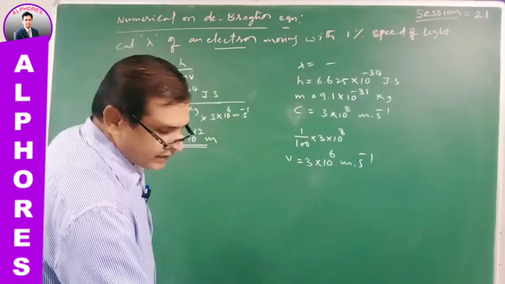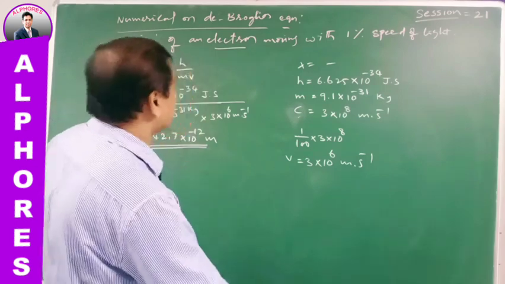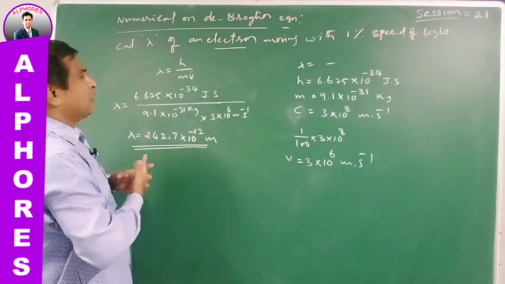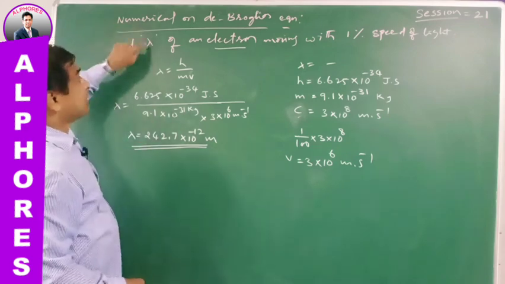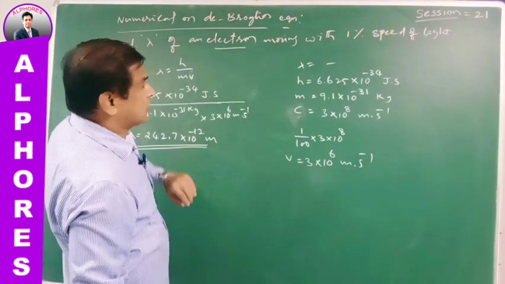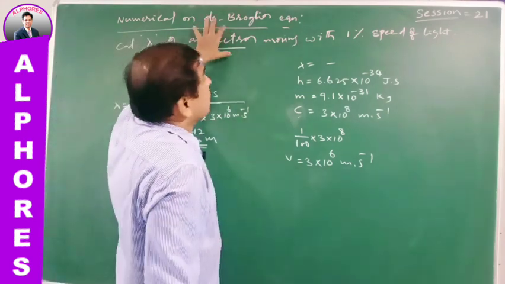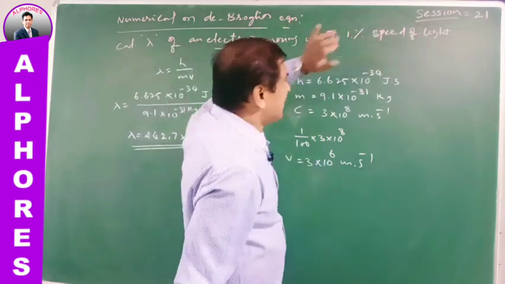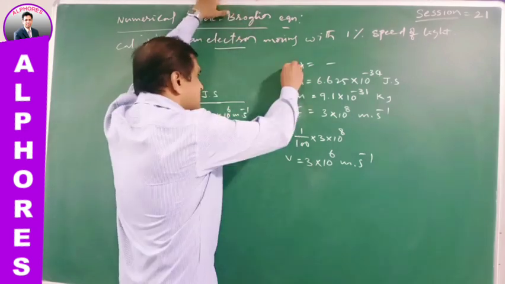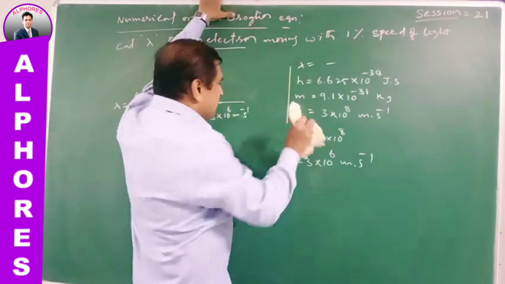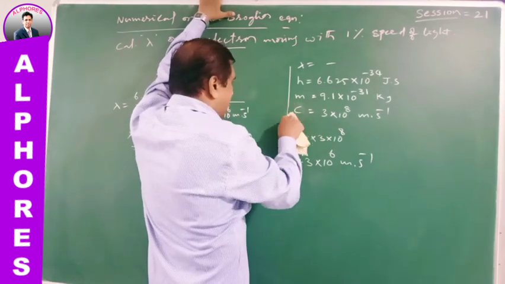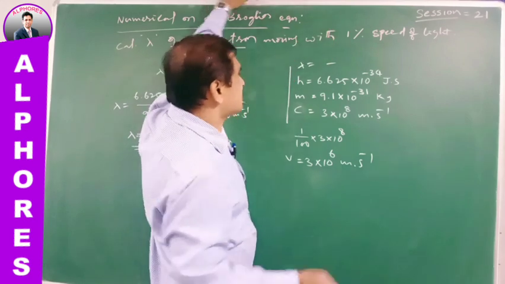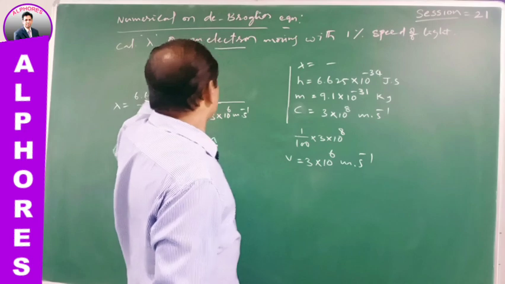Once again, let us go through the problem. The numerical based on de Broglie's equation: calculate de Broglie's wavelength of an electron moving with 1% speed of light. Now, the data collection is like this. Here, lambda, that is de Broglie's wavelength, is what we are calculating, and h is the Planck's constant value.